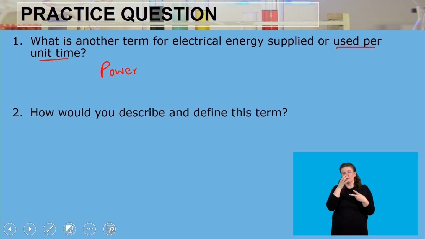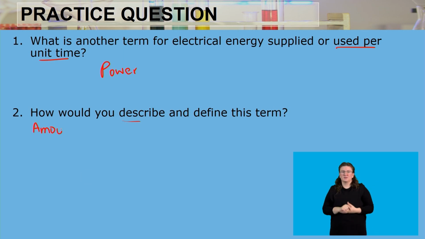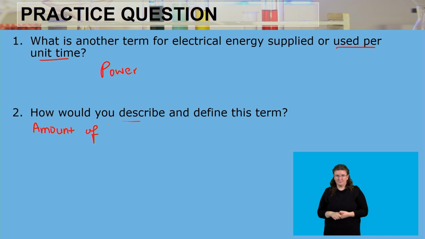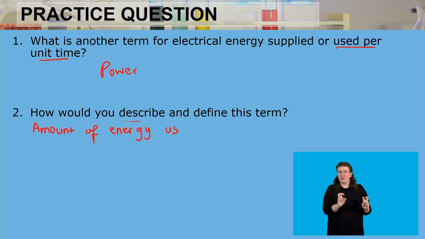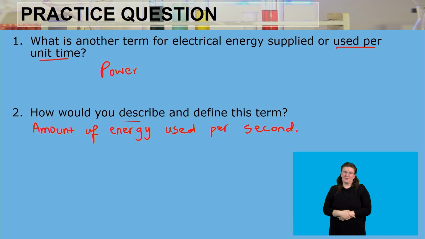Question 2. How would you then describe and define this term? So this power, how would you describe and define it? Power is the amount of energy used per second. So if we are to describe power to your friend or to anyone, just tell them that power is described as the amount of energy used per second.